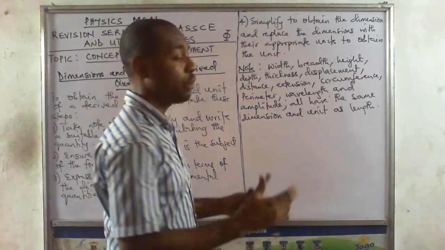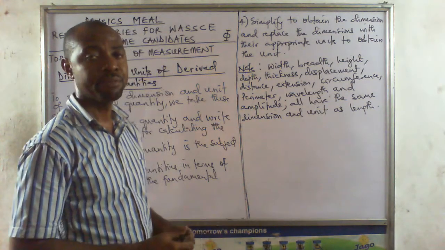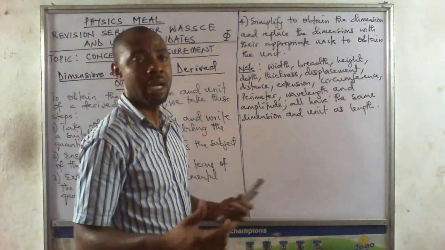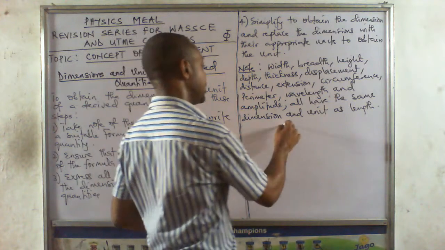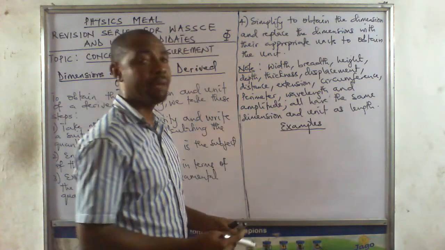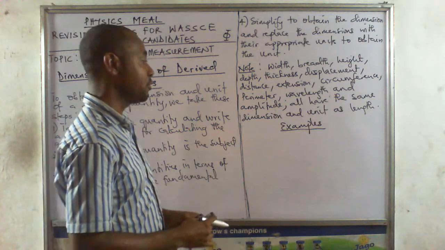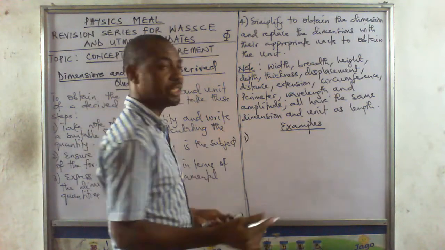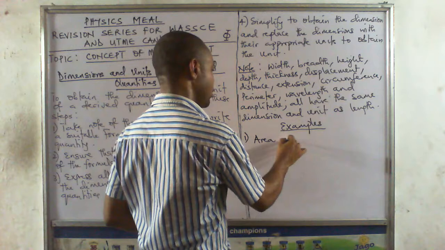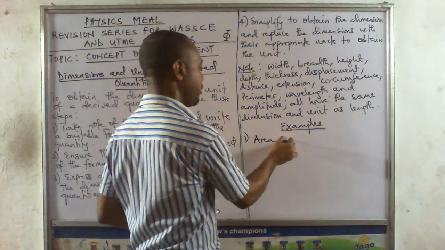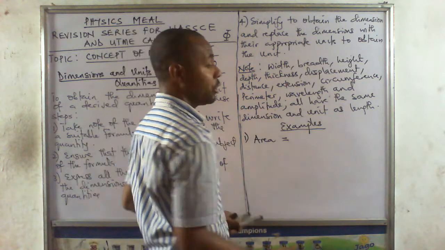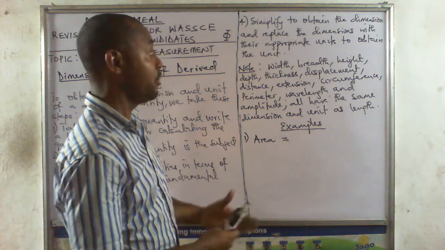All right, let's look at some examples. We're going to look at some quantities and their dimension. So let's just cite examples. I want to find the dimension and the units of some derived quantity. Let me start with the simplest one. Let's talk about area. We usually say area of a rectangle, area of a shape, maybe rectangle or square, and so forth, or even a circle.